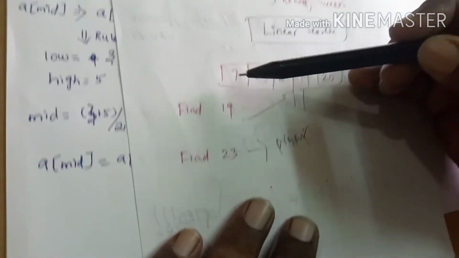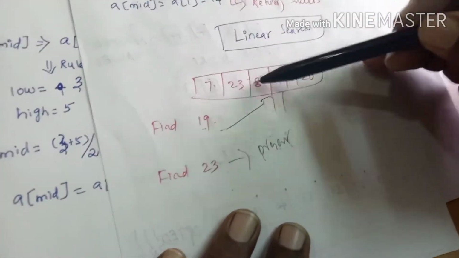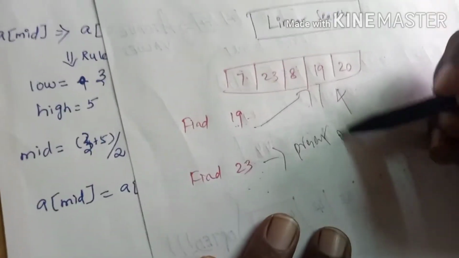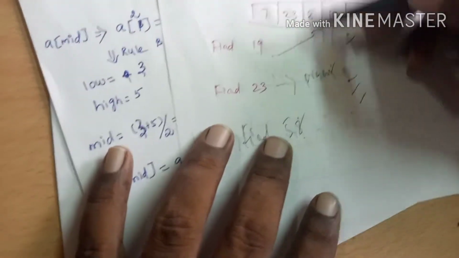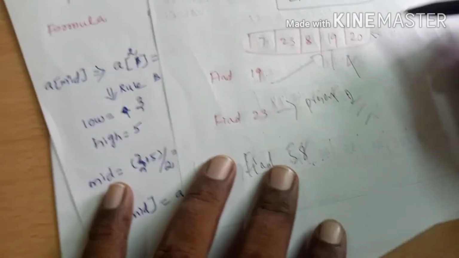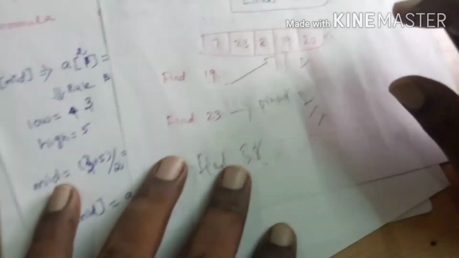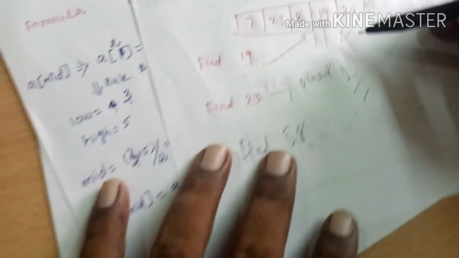So in linear search, we take the key and then search location by location. For example, when I want to search 19, I will find it in the fourth position. When I want to find 23, I will find it in the second one. Suppose I want to find 58. I compare 58 and 7, not equal; 58 and 23, not equal; 58 and 8, not equal; 58 and 19, not equal; 58 and 20, not equal. Then when we reach the end of the array, we say 58 is not present. So linear search is very simple. It does not expect elements to be in any order. The only thing is you compare location by location. This is how linear search works.